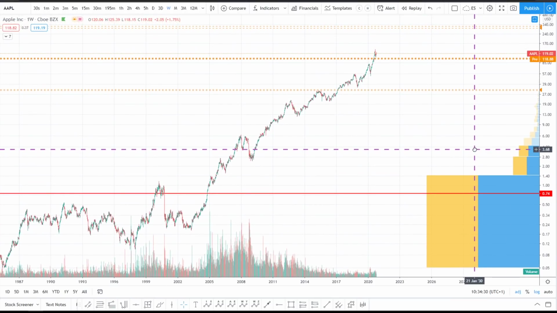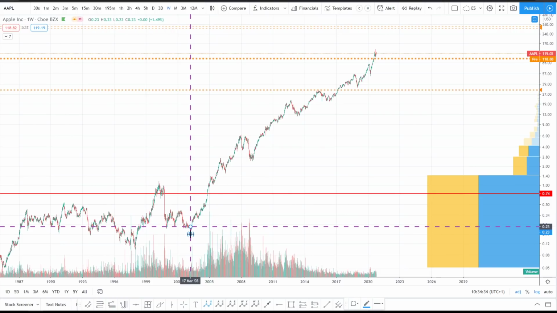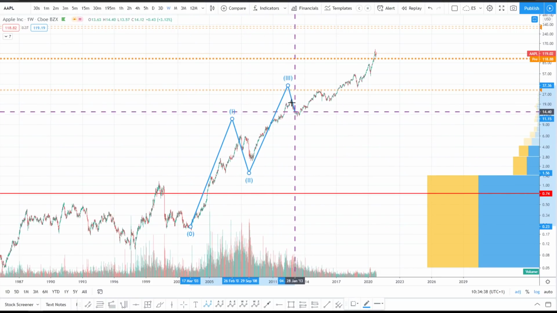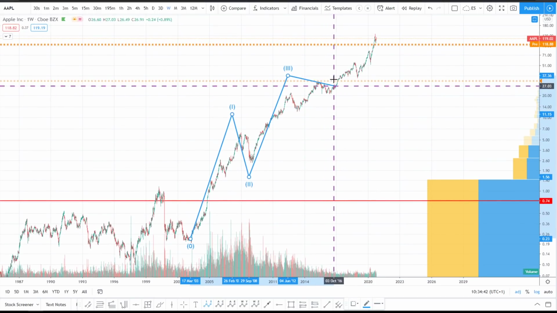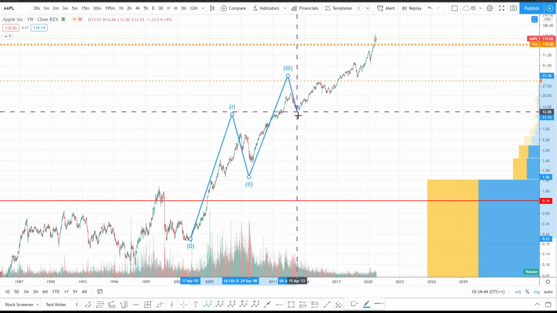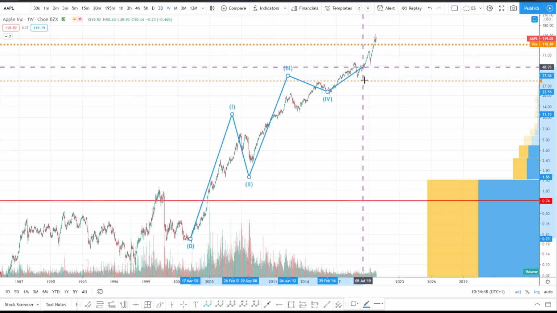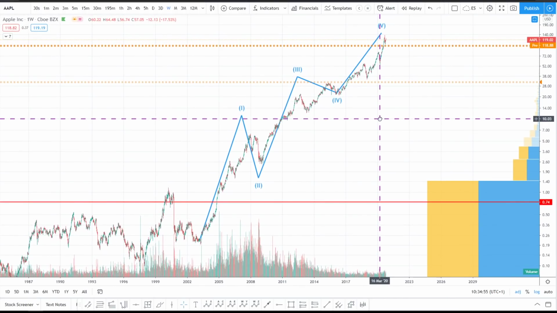The count as I had it was that this was the 1. That was the 1. That was the 2. That was the 3. And I was calling this a running flat. Because there's so much overlap here, it gets a bit messy. I was running this as an ABC running flat into here, then basically an ending diagonal. 3, 3, 3, 3, 3, and there's overlap. So that is the count that I am running.